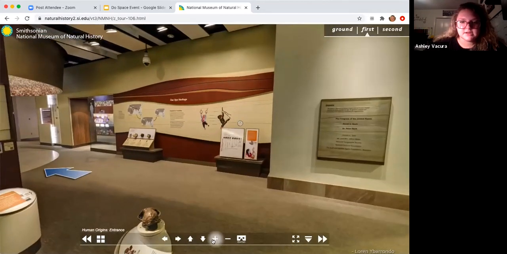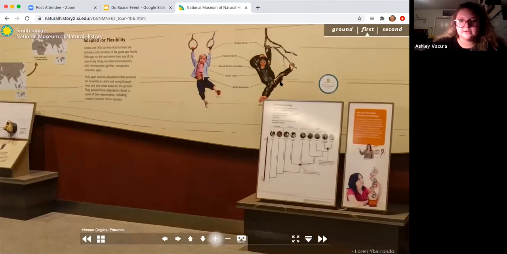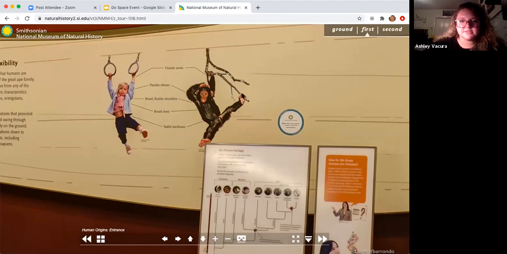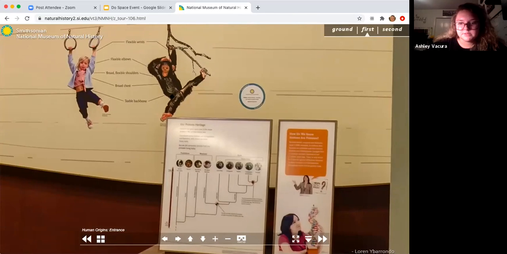And as you can see, they kind of have a picture of a baby on a jungle gym and a monkey hanging from a stick. So as you see, we both have flexible wrists. We both have flexible elbows. We have broad, flexible shoulders. We have a broad chest and a stable backbone. So there's a lot of similarities between us.